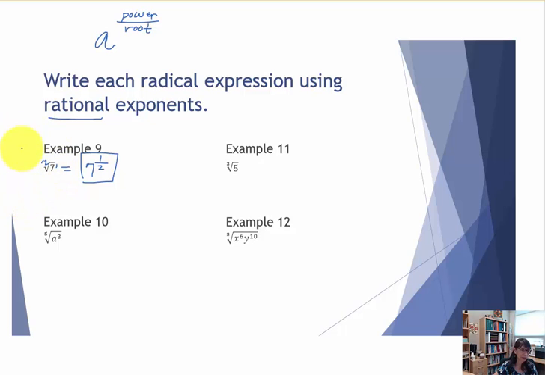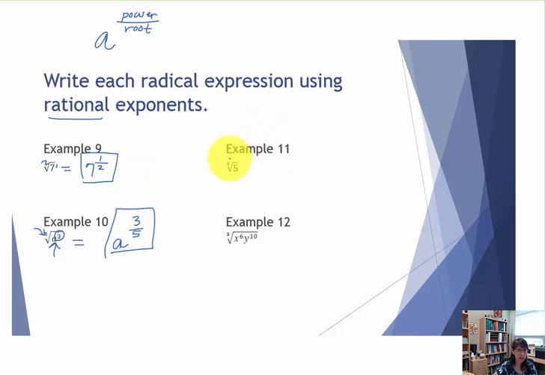Let's try number 10. First, I'm starting with my base of A. So I'll write A. The power that A is raised to is 3. So 3 belongs in the numerator. The root that's given is 5. So that will be the denominator. A to the 3/5 is the rational notation. It's always power over root.